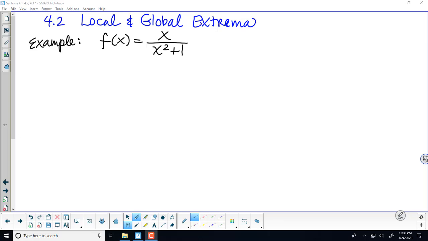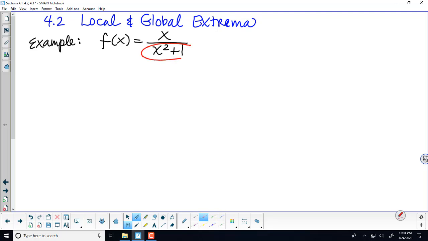Here's another fun example. A rational function. We haven't seen that yet. Let's talk about local and global extrema all in one. All right, so where do we begin? How about domain? Let's talk about the domain.